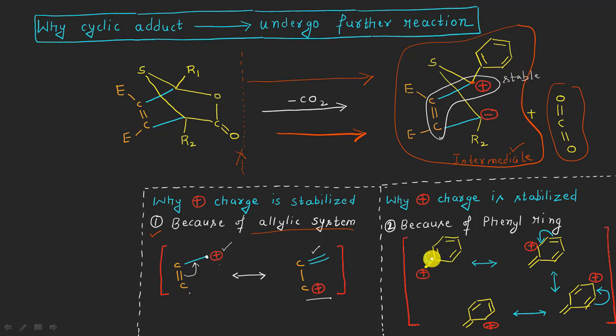And there is also a second reason why this positive charge is stable here. If you go back to this reaction, you will see that the R1 group here is mentioned to be what?